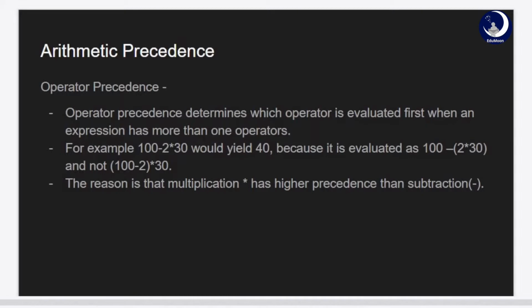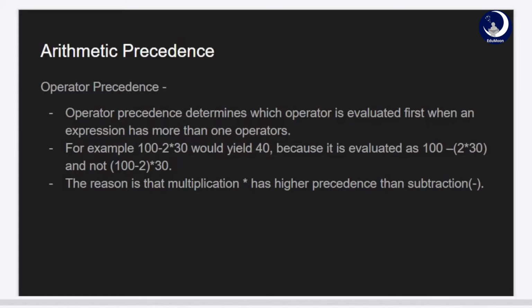So when you consider an expression, the order of evaluation of the expression using the operators is nothing but operator precedence. So in the given example, we have 100 minus 2 into 30. On evaluating it, we would yield 40. But what if 100 minus 2 is evaluated first and then multiplied by 30? We are not going to do that because we know multiplication has higher precedence than subtraction.